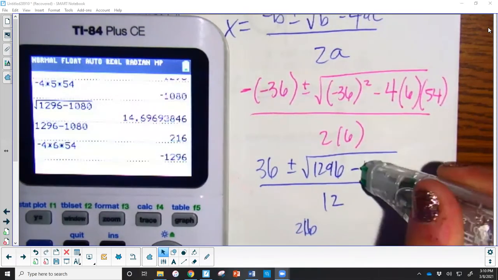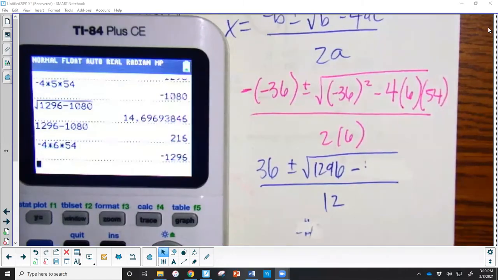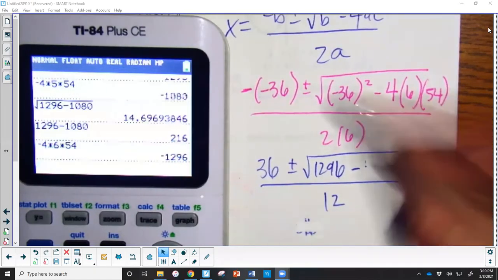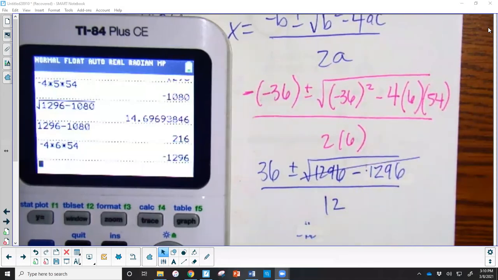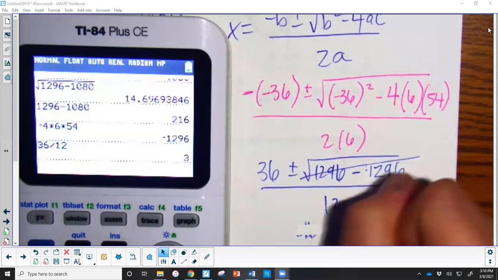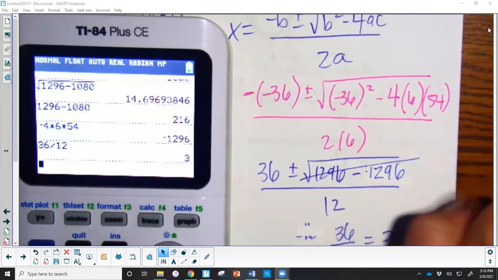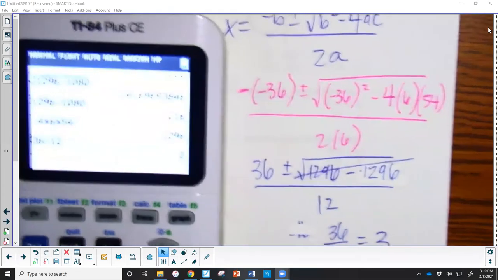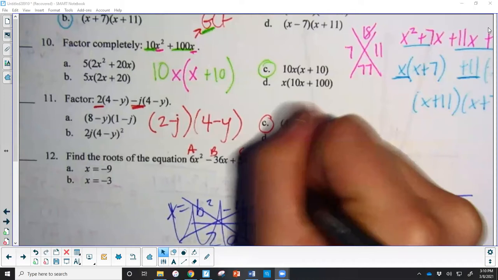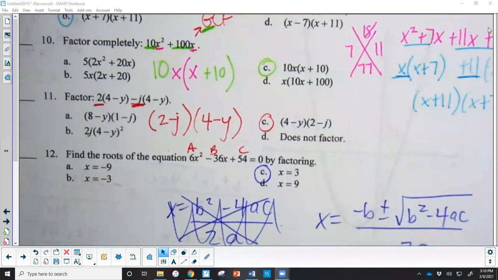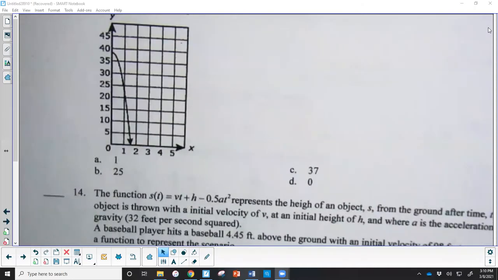So this is 1296. So minus 1296, well, that's just going to give me 0. So that's not going to work. 36 divided by 12 is going to be my answer. So 36 divided by 12 is 3. So 3 should be our answer here for my quadratic function, which is C. Make sure you plug in numbers correctly because that's kind of important here.